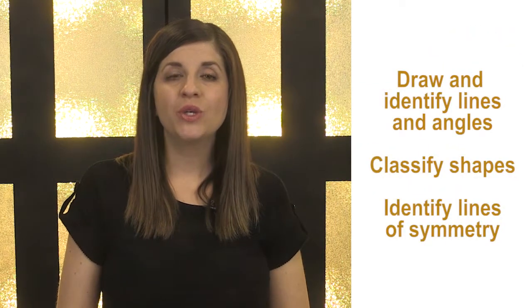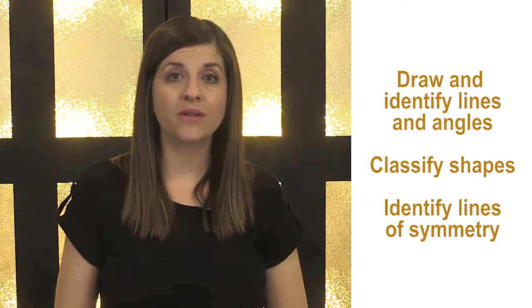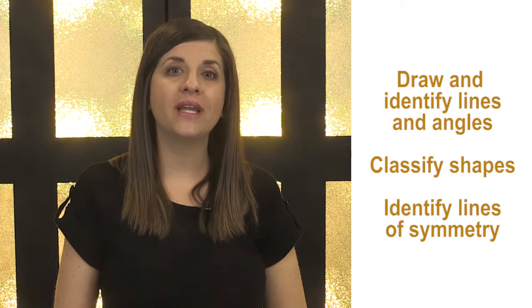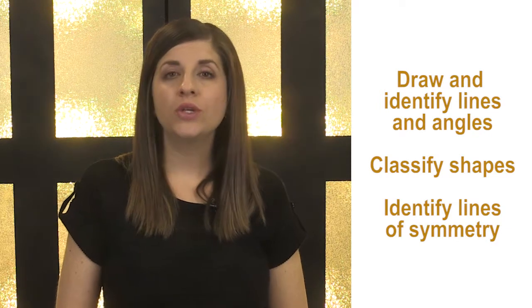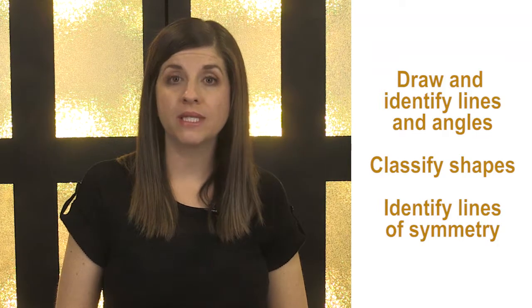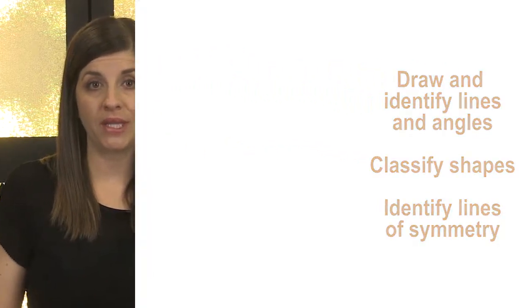In this chapter, students will draw and identify lines and angles, classify shapes by properties of their lines and angles, and identify lines of symmetry. In order to be successful with the new skills taught in this chapter, there are some prerequisite skills students will need to be familiar with.